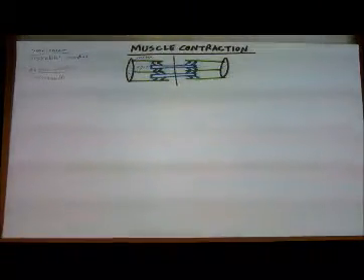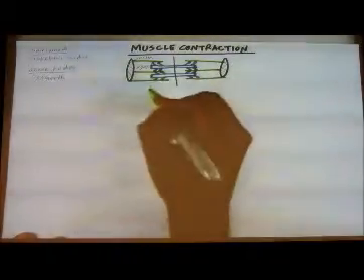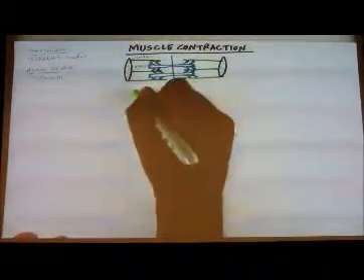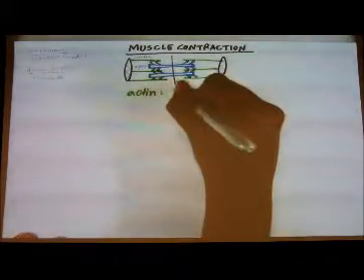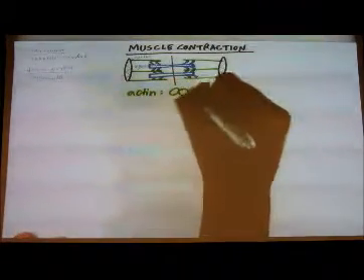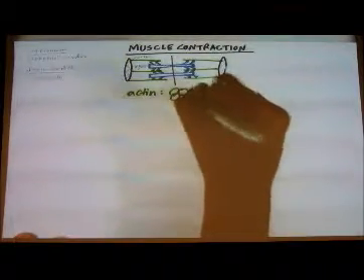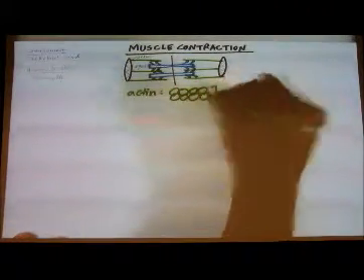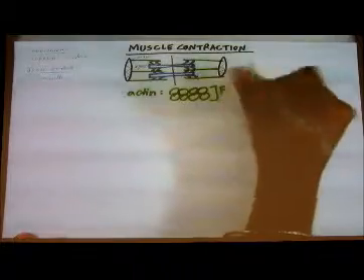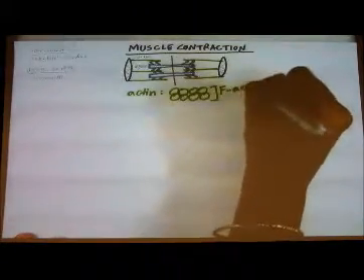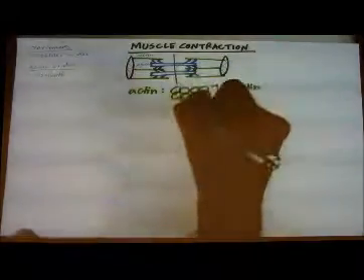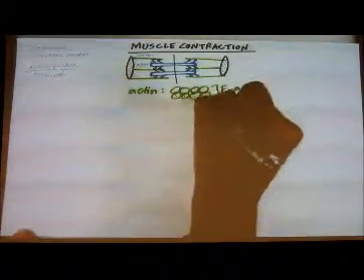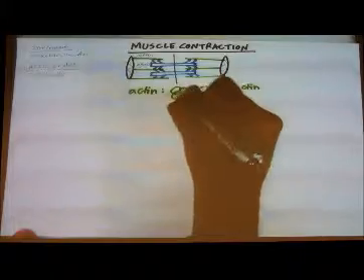So before we look into the actual contraction mechanism, we need to look into a little more detail into the structure of actin and myosin. So let's start with actin. Actin is actually made up of several globular molecules called G-actin, which together form the filamentous actin called F-actin. So they form like a filament like this together. And each globular molecule has its own active site.